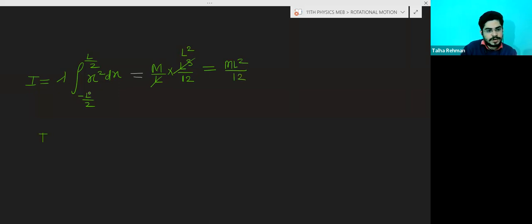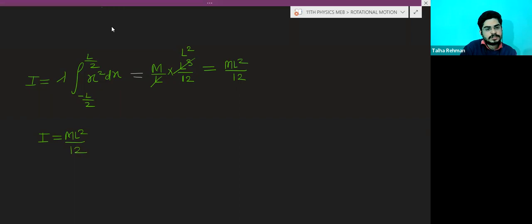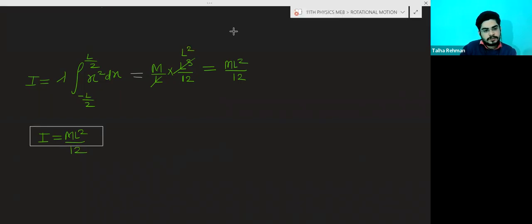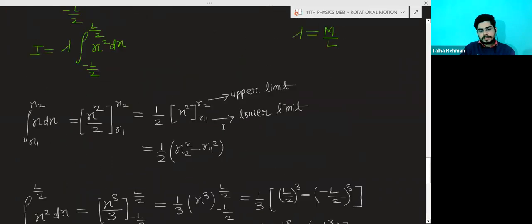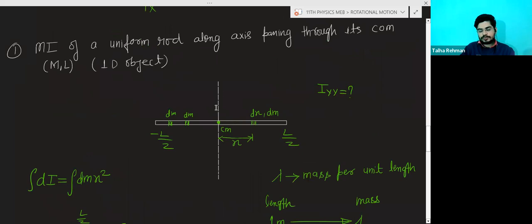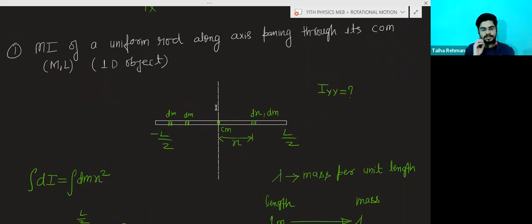So the moment of inertia will be ml square divided by 12, and this moment of inertia is of the rod with respect to the axis passing through the center of mass and perpendicular to the rod. In the last, I will write all the moments of inertia that we are going to calculate here.